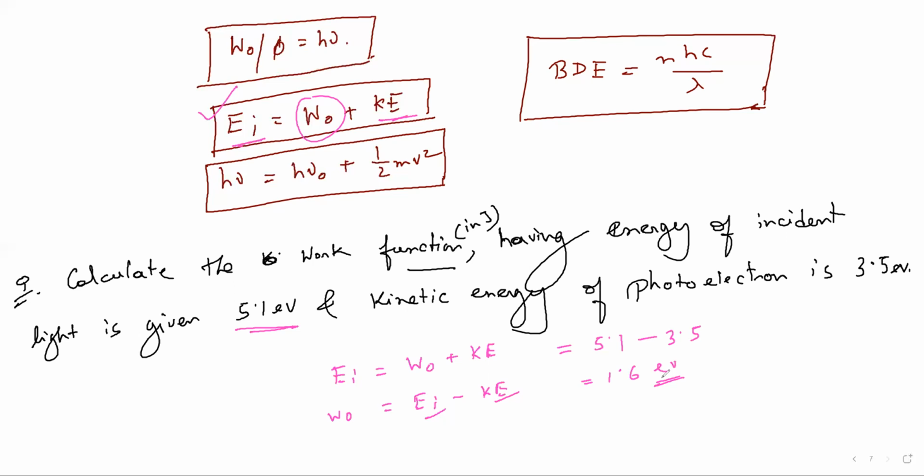Now you have to convert electron volt to joule, and you all know that 1 electron volt equals 1.6 into 10 to the power minus 19 joule. Just multiply by this. Is it clear? So this value becomes 2.56 into 10 to the power minus 19 joule. Any doubt regarding this part?